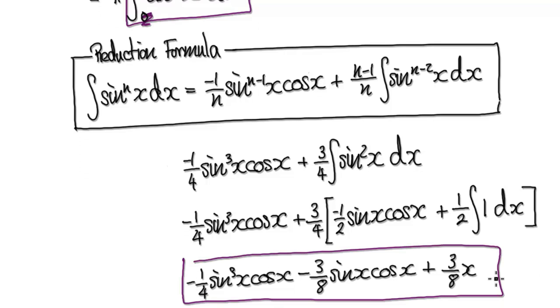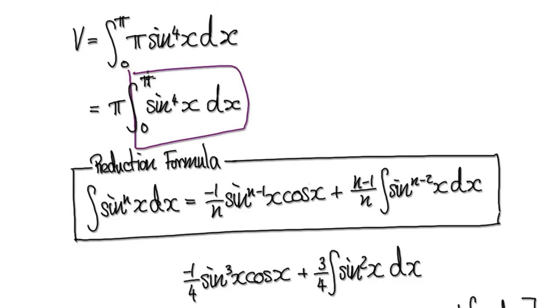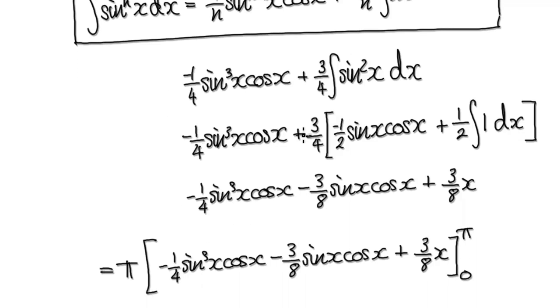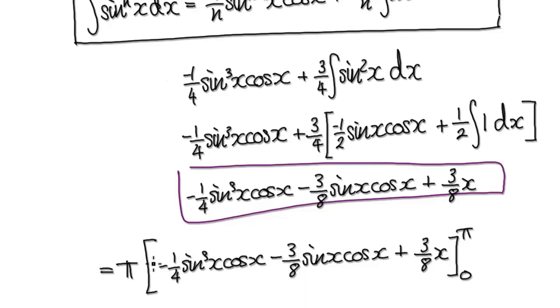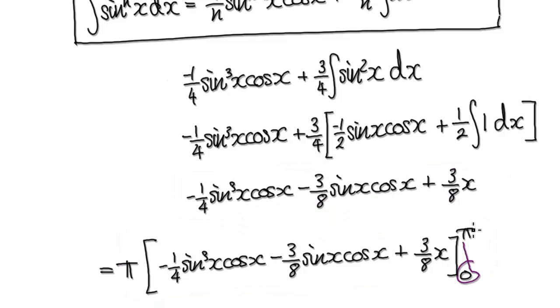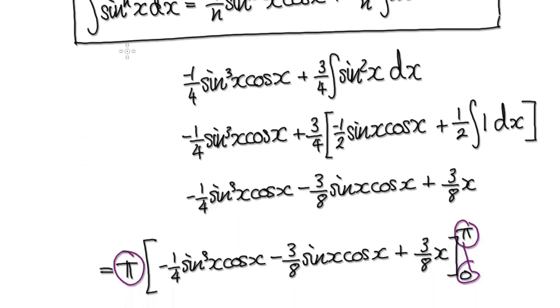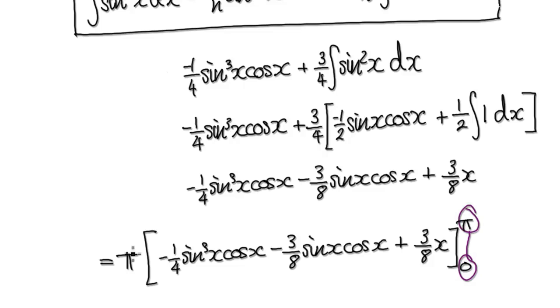Okay, so we can now do this from 0 to pi of this whole thing here. Don't forget the volume is given by this. We've just found this out, so let's put everything into there. The volume is now given by this whole thing here, from 0 to pi. And don't forget we've got our pi here.